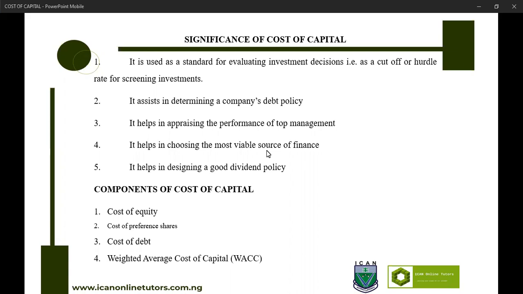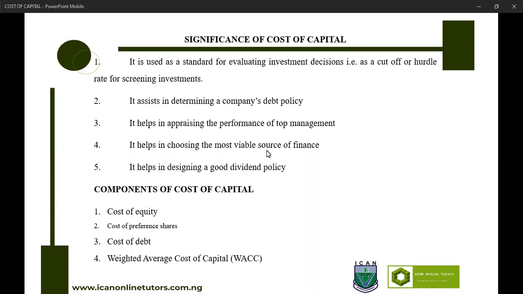So one of the most important significance of cost of capital is that it is used as a standard for evaluating investment decisions. And how do we use this to evaluate investment decisions? It is the cost associated with raising funds to carry out the investment appraisal, and any excess is measured against the minimum return that the investors will be expecting from the project. So that will be a measure, a yardstick used in evaluating investment appraisal decisions. It will be used as a cutoff.